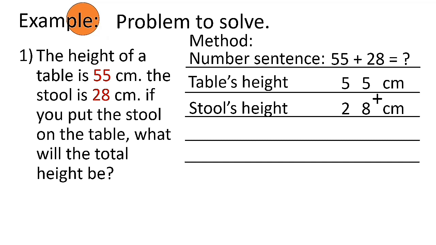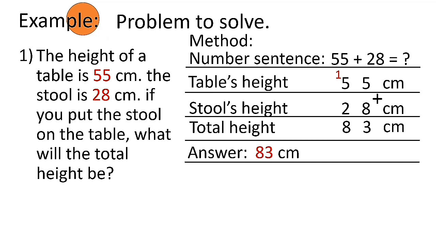5 plus 8 is equal to 13. Bring down 3 and carry 1 to the tens place. 5 plus 2 is equal to 7 plus 1, that is 8. So the total height, if you are going to put the stool on the table, is 83 cm. So our answer here is 83 centimeters.